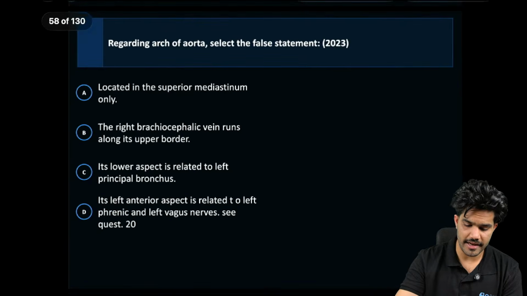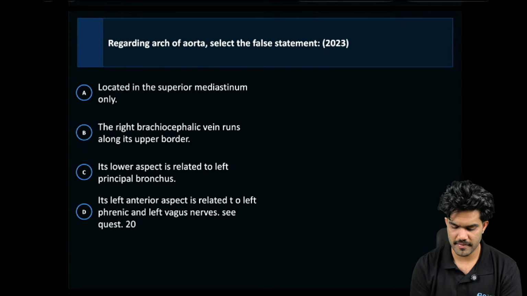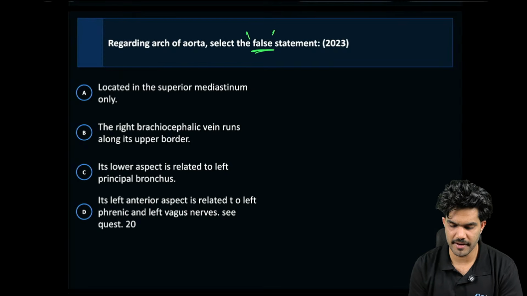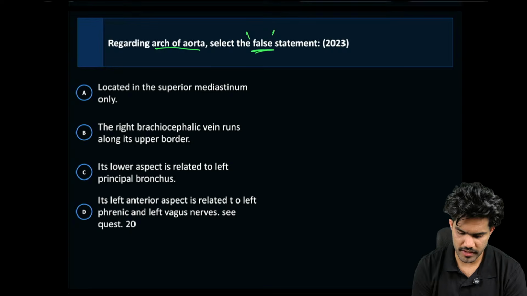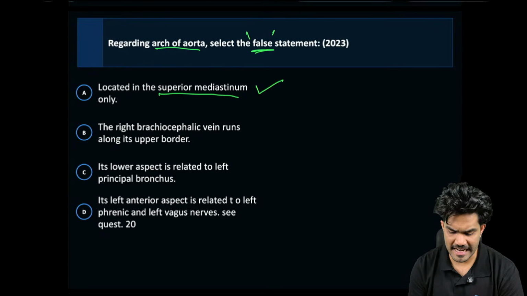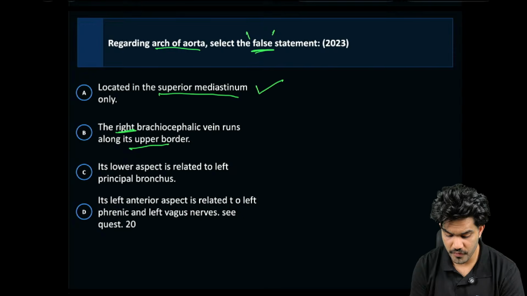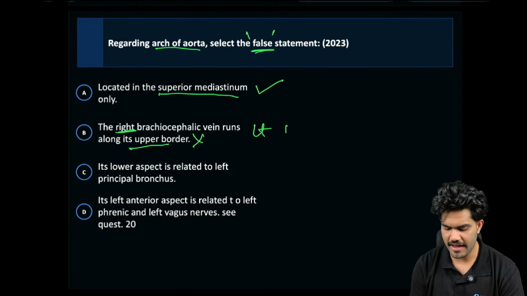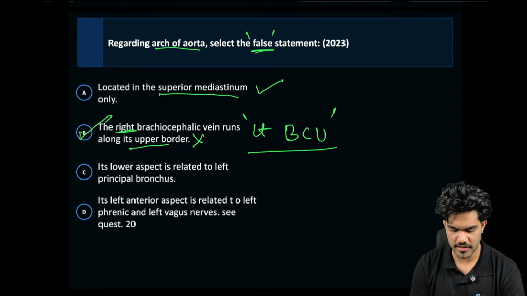Next question regarding arch of aorta. Select the false statement. Okay. Arch of aorta, select the false statement. Located in the superior mediastinum. Yes, it's the right statement, a true statement. The right brachiocephalic vein runs along its upper border. No, which brachiocephalic vein? The left brachiocephalic vein runs. Okay, so this is the right answer.